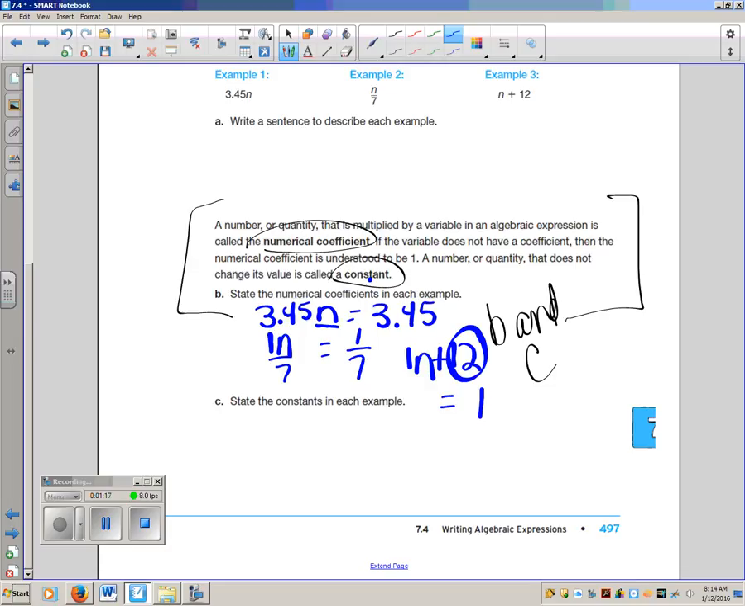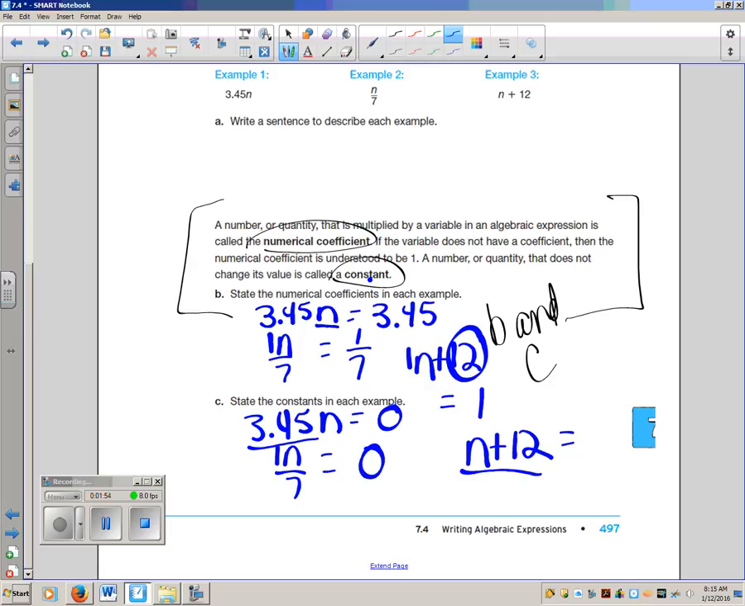Going back to the three examples, we have 3.45n, n sevenths, and then the last one is n plus 12. So now we're writing the constants. 3.45 we said was the numerical coefficient, so it's not the constant. There is no constant in this expression, so it would be 0. There is not a constant in this, because it's 1/7. So once again, 0.